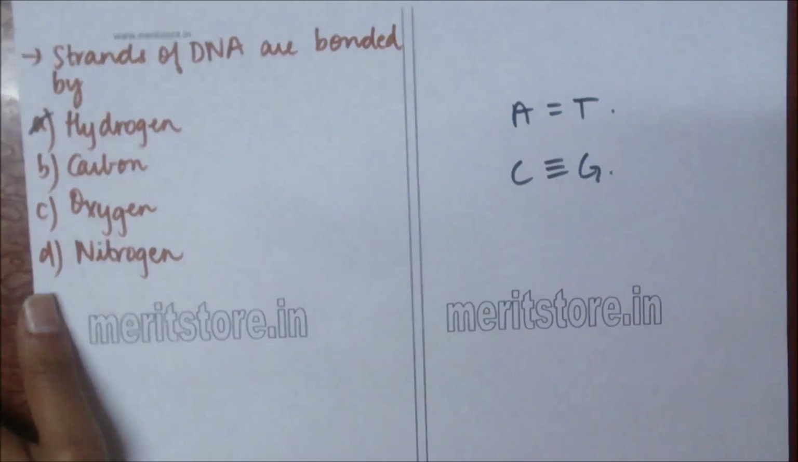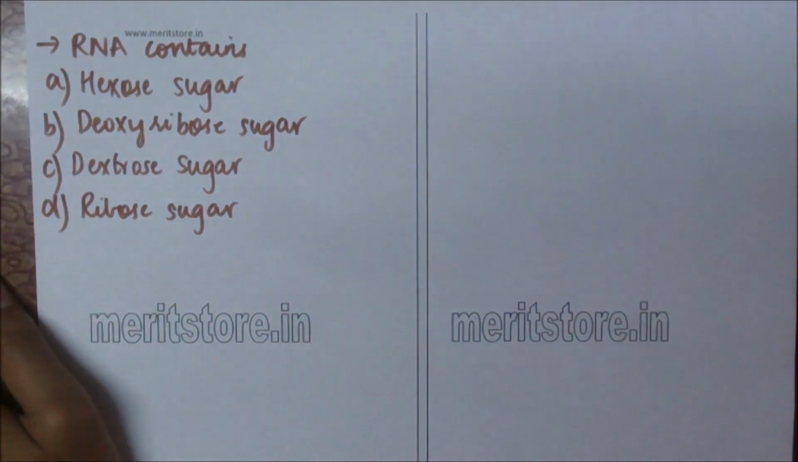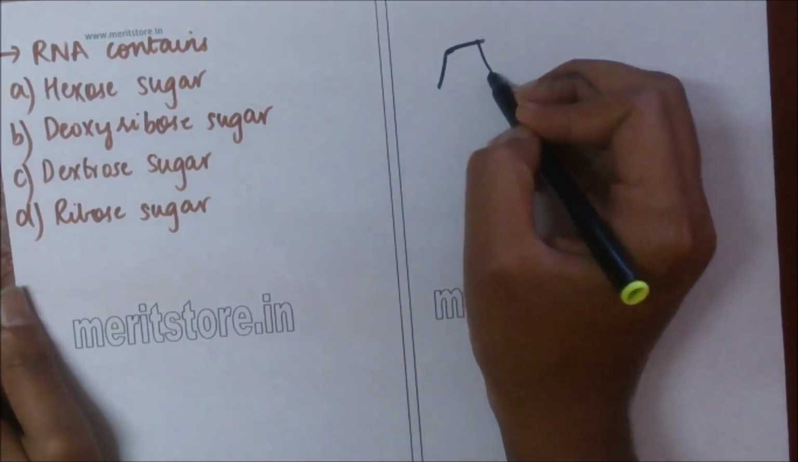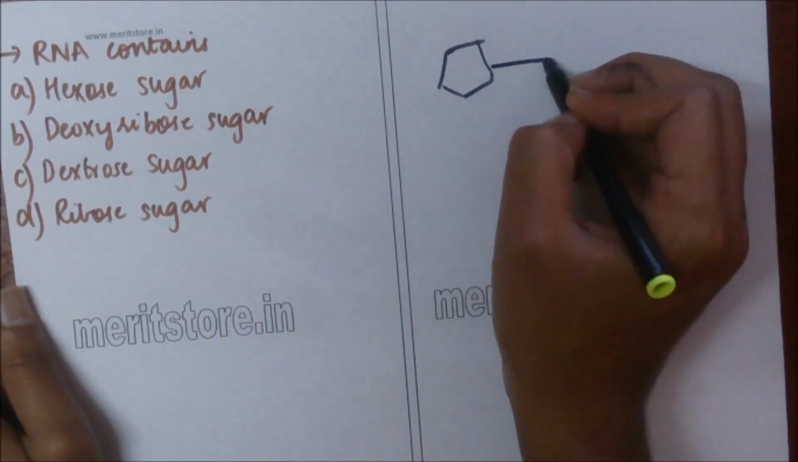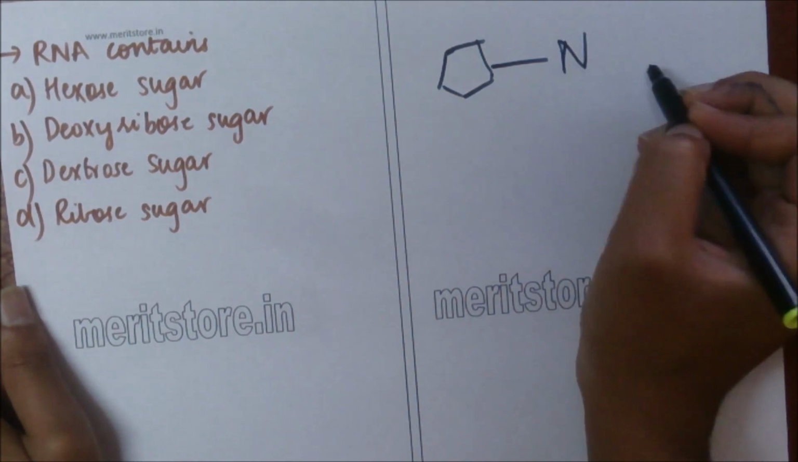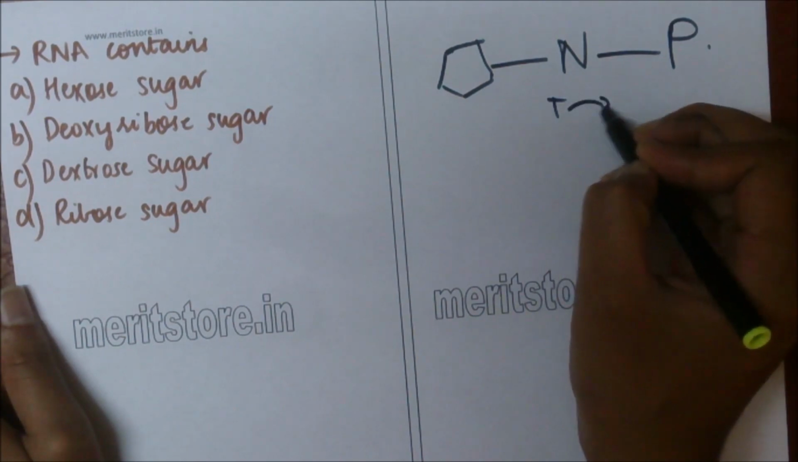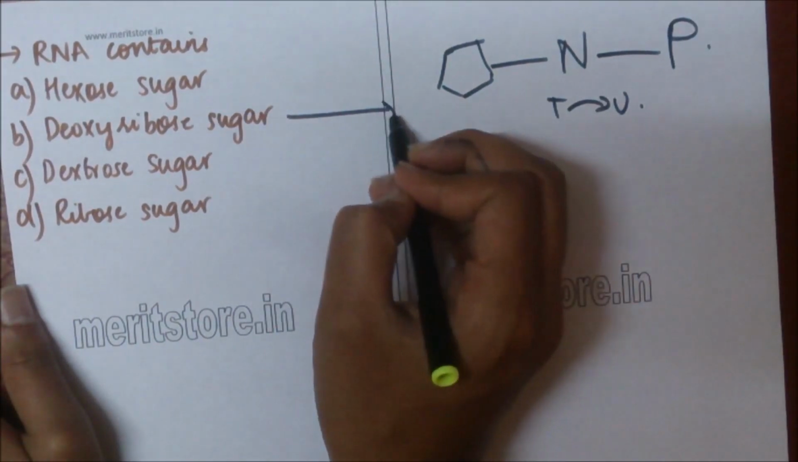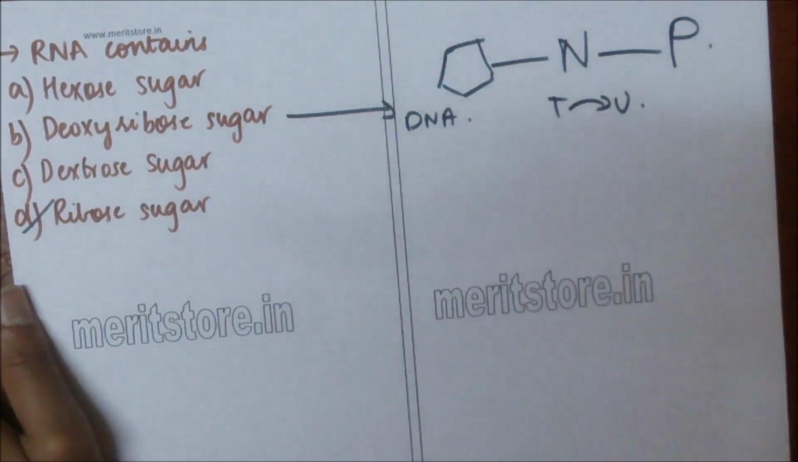So option A. RNA contains A. hexose sugar, B. deoxyribose sugar, C. dextrose sugar, D. ribose sugar. RNA consists of a sugar, which is ribose, a 5 carbon sugar attached to a nitrogen base and phosphate. The nitrogen base thymine is replaced by uracil in RNA. Deoxyribose sugar is present in DNA. So option D is the correct answer.